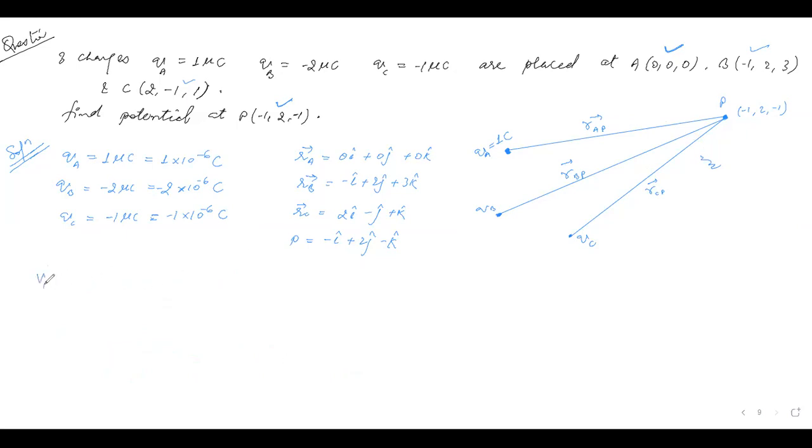Now, in the next step, we have V at P equal to 1 over 4 pi epsilon naught times QA over the magnitude of RP minus RA, plus QB over RP minus RB, plus QC over RP minus RC. And when you put all of these values, you get 1 over 4 pi epsilon naught in brackets Q1. What is your Q1? Q1 is 1 into 10 raised to the power minus 6. From this equation, what is your RP? RP is 0i, 0j, and 0.